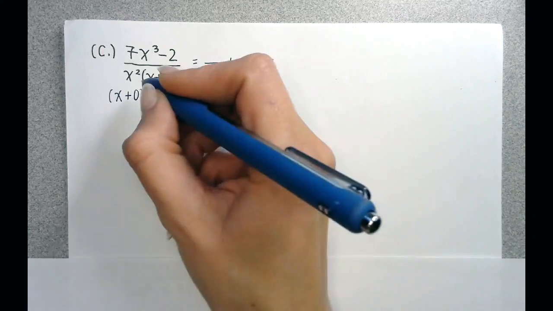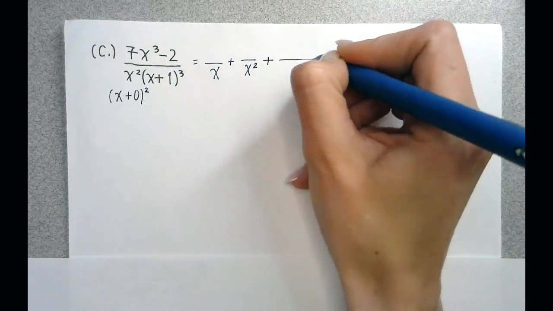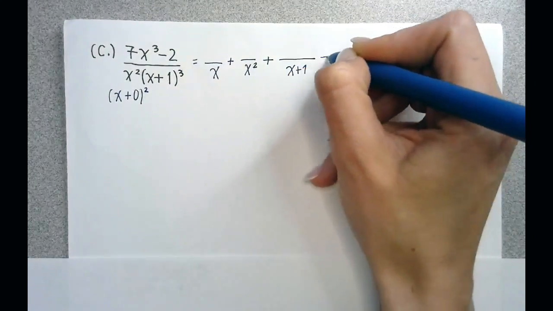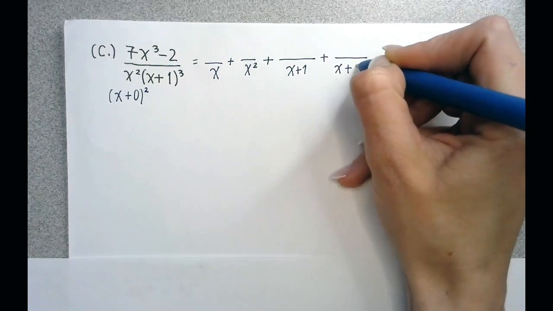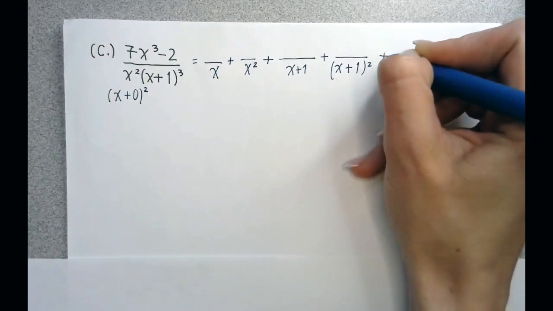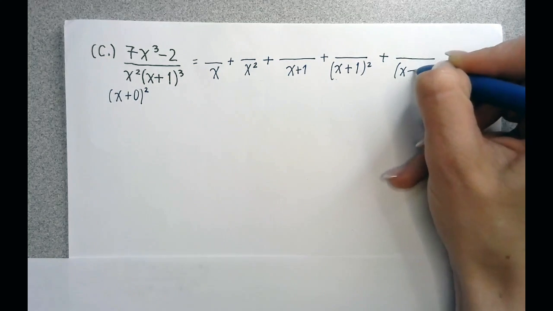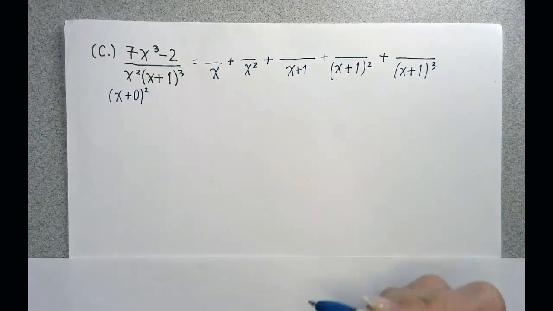From here, that's done. We're going to do the same with the x plus 1. So we'll have an x plus 1 to the first power. Then we're going to have an x plus 1 to the second power. And last, you're going to have an x plus 1 to the third power.